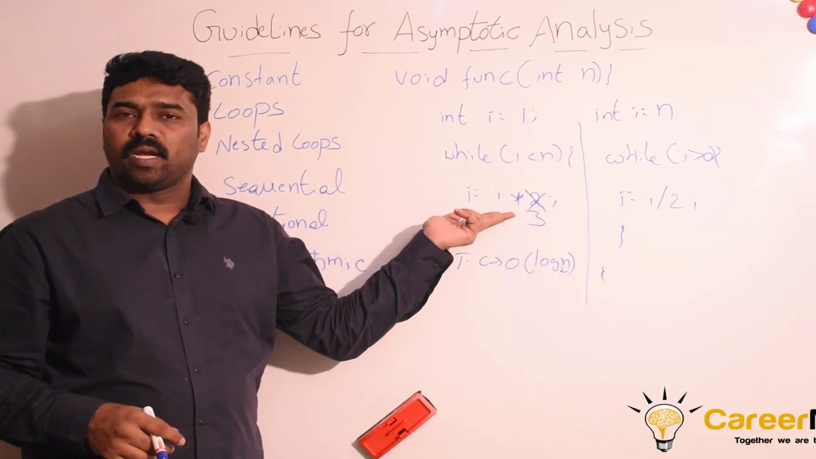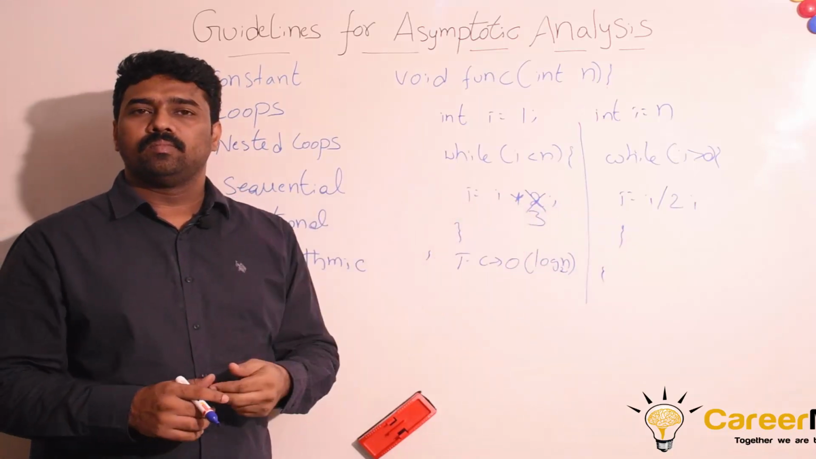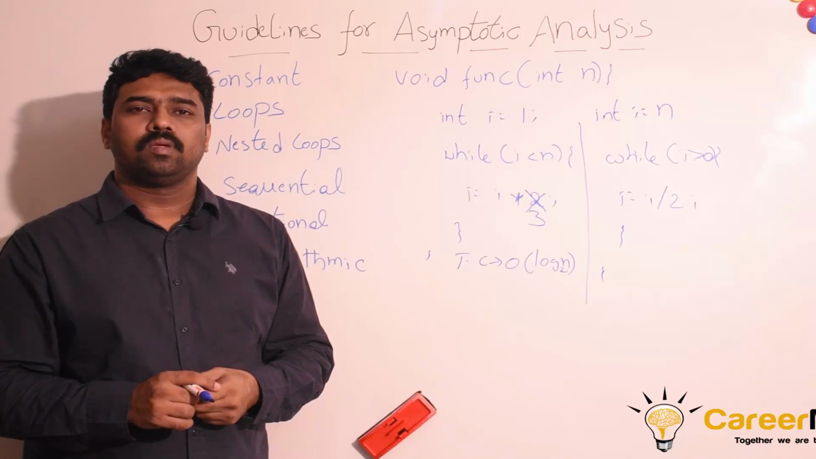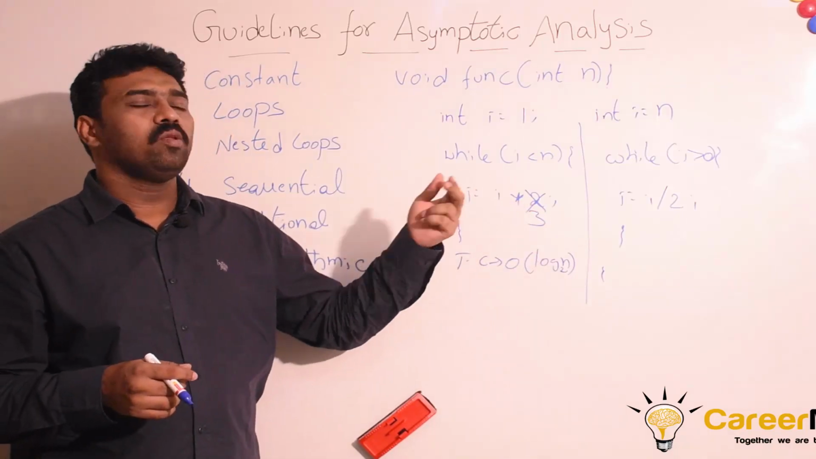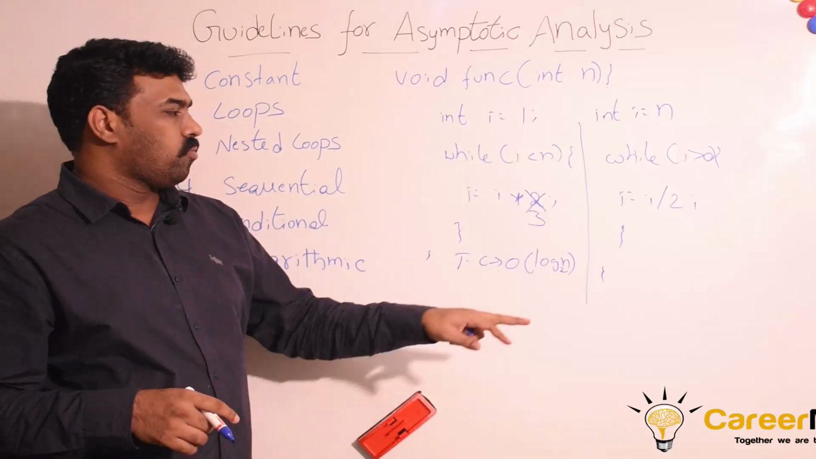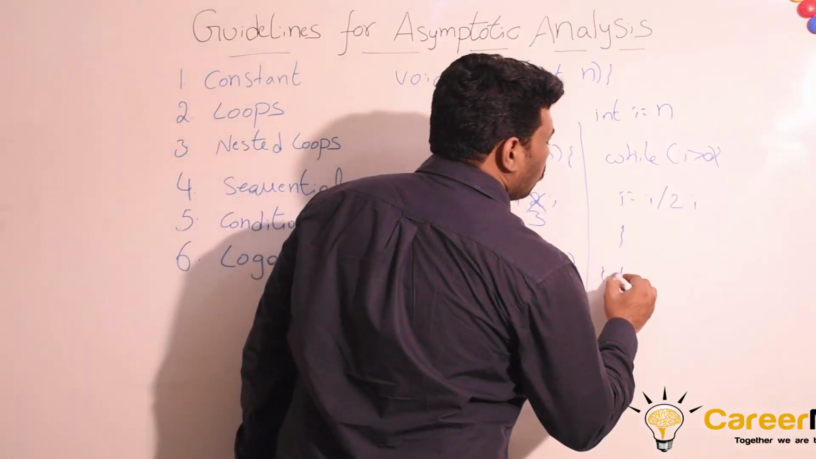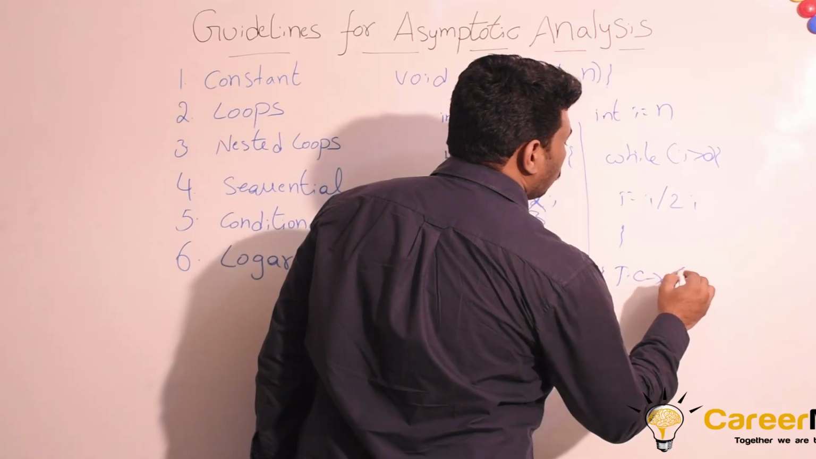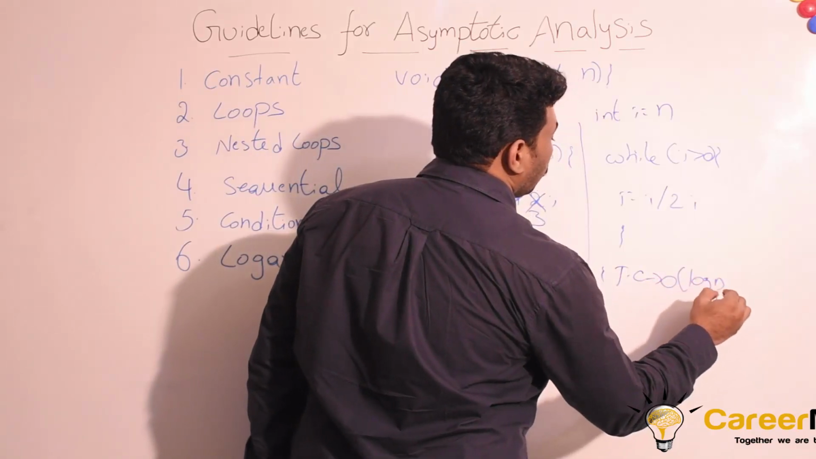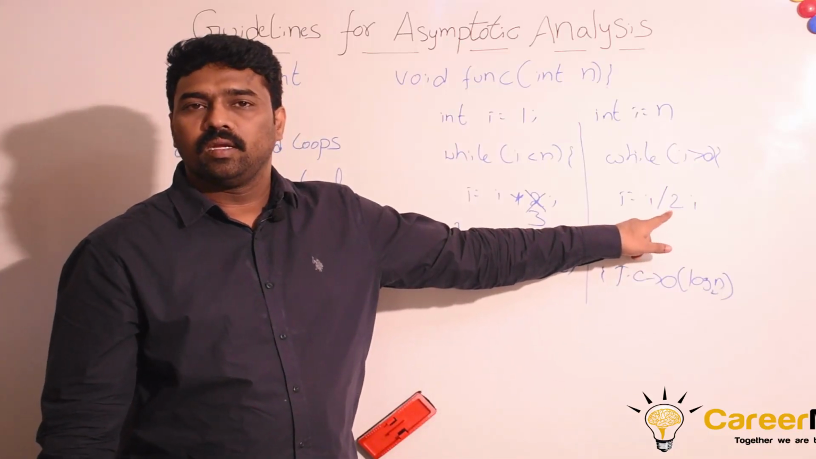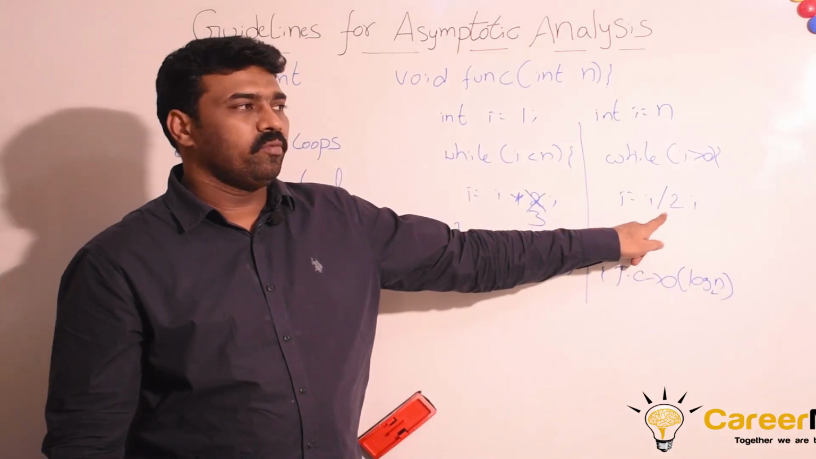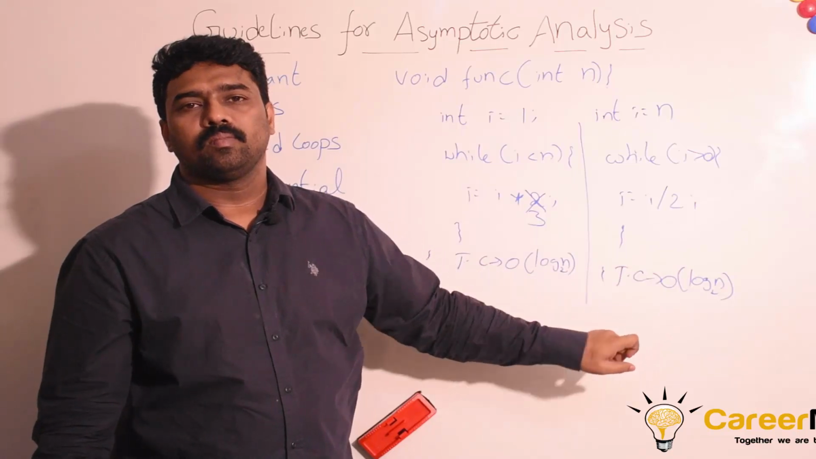Whether we are doubling by 2 or dividing by 2, the number of iterations are the same. The total number of executions of both while loops are the same. So for this code also, the time complexity is the same, that is order of log n base 2. Here instead of 2, if we divide with 3, it will be log n base 3. If we divide with 4, it will be log n base 4.